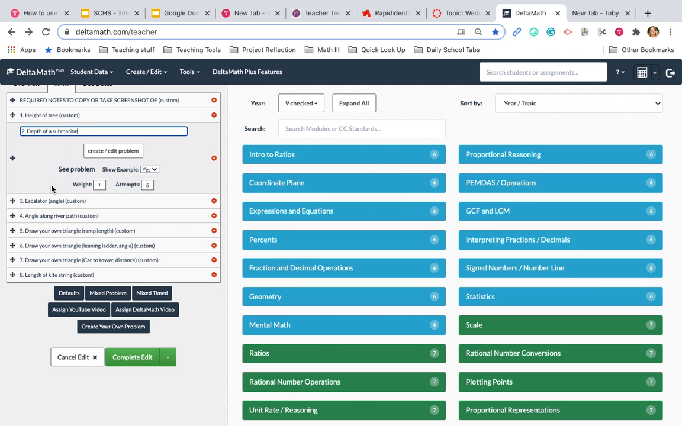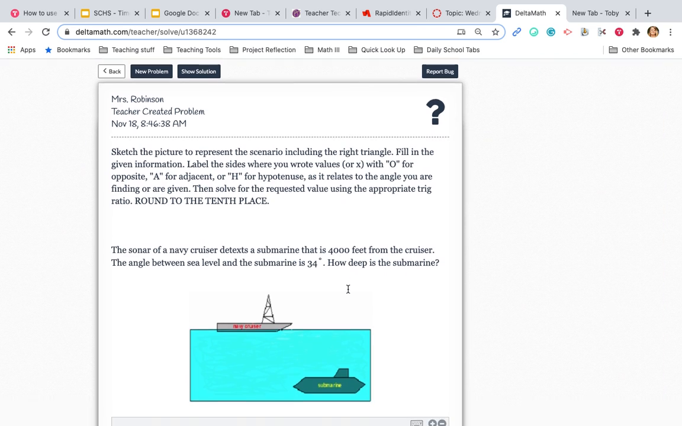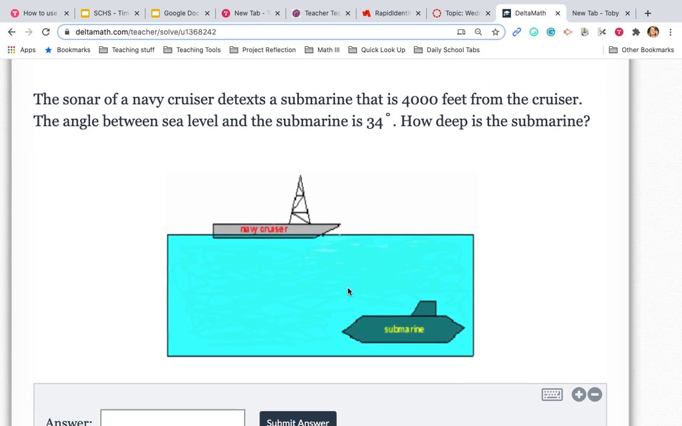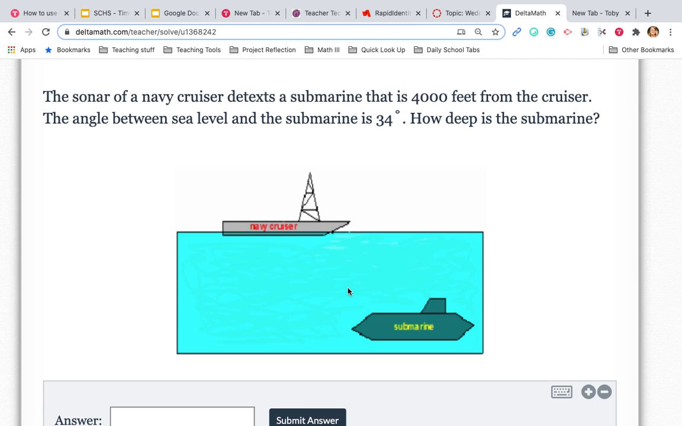All right, so moving on to number 2. I can enlarge it here so you can see the picture really well. Notice this time I don't have a triangle. And it says the sonar, so if you don't know what that is, that's when they send radio frequencies to bounce off an object and then they can measure how far it is. So the sonar of a Navy cruiser, so this is your Navy cruiser, detects a submarine that's 4,000 feet away. It's 4,000 feet. So just think if you jumped off the boat and swam to the submarine and they were standing still, you would swim a distance of 4,000 feet, okay?